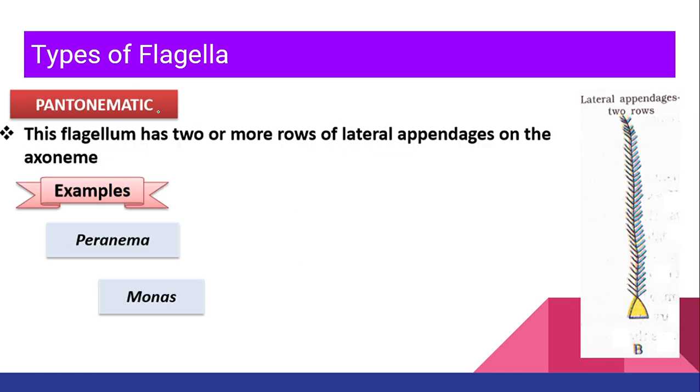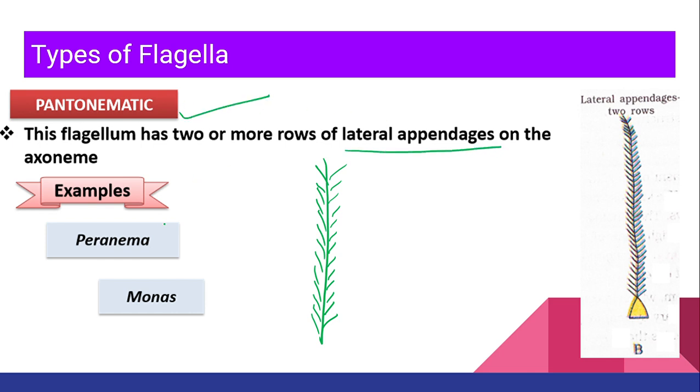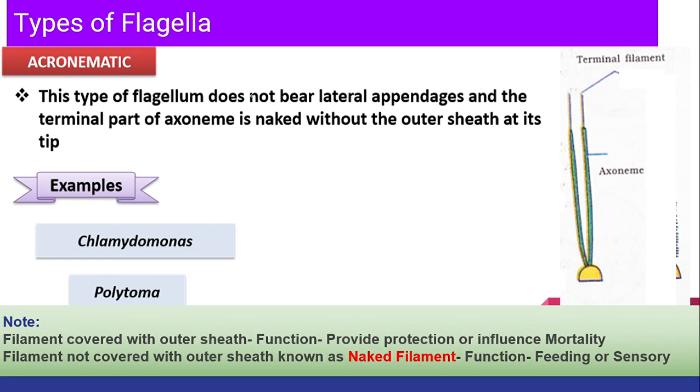Then we have Pantonematic. Pantonematic is when axoneme is there and two lateral hair-like fibers, first row and this is your second row. When you have two rows of lateral appendages, we call it Pantonematic. Examples are Peranema and Monas. All these diagrams you are supposed to draw, class. It is super important.